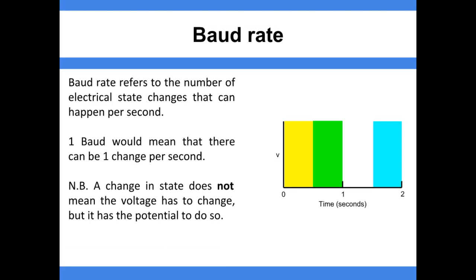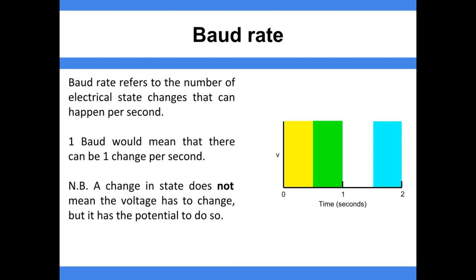So baud rate, we're talking about the number of electrical state changes that can happen every second. Now, the thing you've really got to understand is how that differs from a bit rate and how they compare as well. So like the relationship between them.